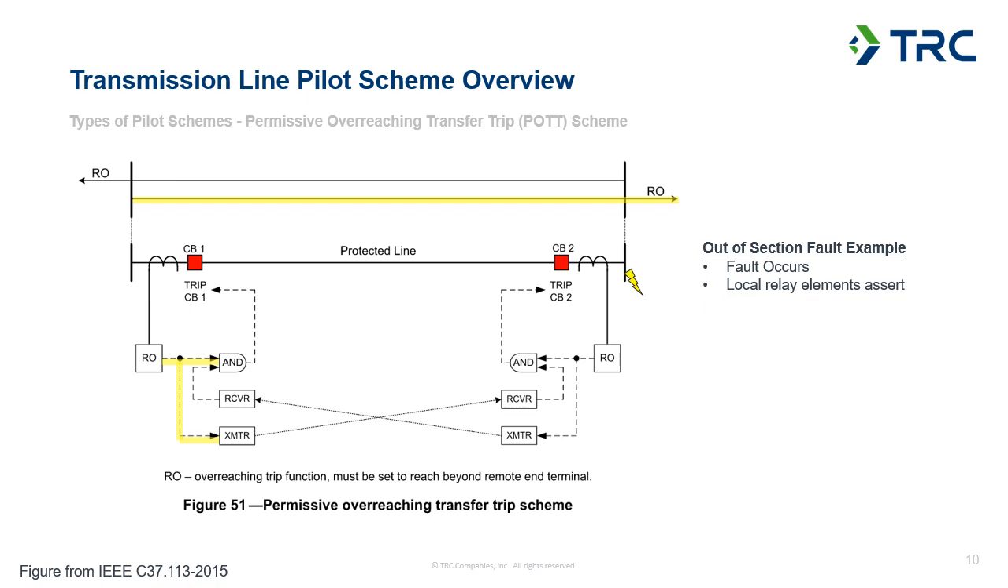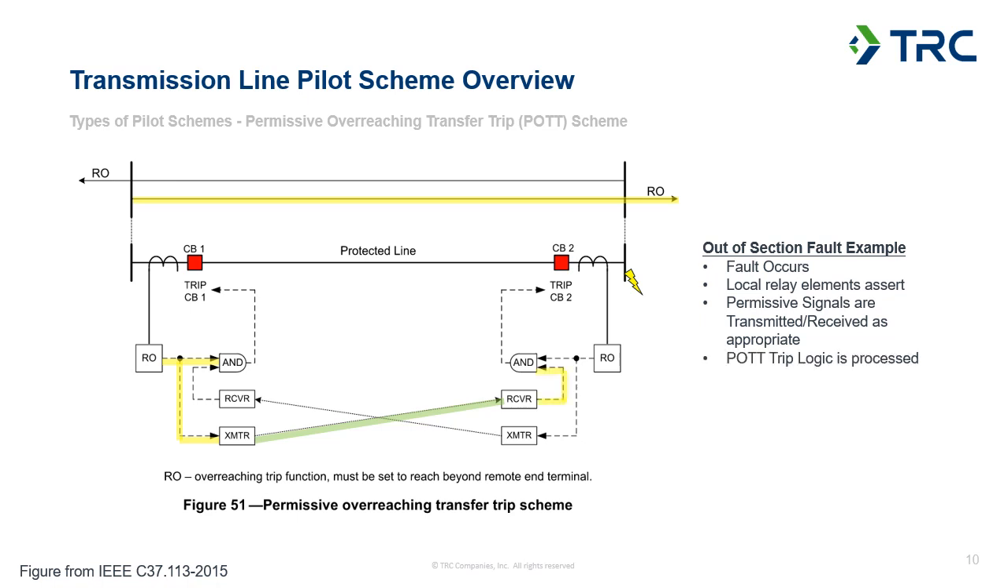So the relay at terminal 1 does see the fault, and you can see I've highlighted the section here going up to the AND gate, though that's not satisfied yet because we haven't received a permissive. And we're highlighting down to the transmitter, meaning that the logic within the relay is going to key a permissive signal to the remote end. When it does that, the receiver at the remote end is going to receive that and use that as part of its scheme logic.